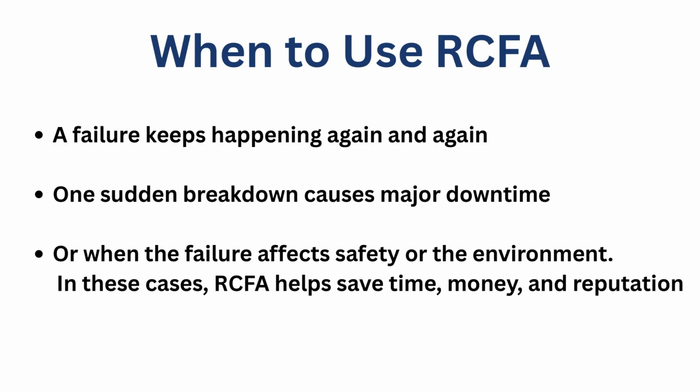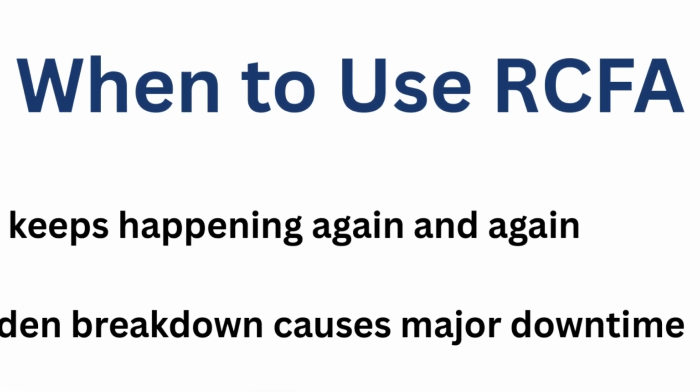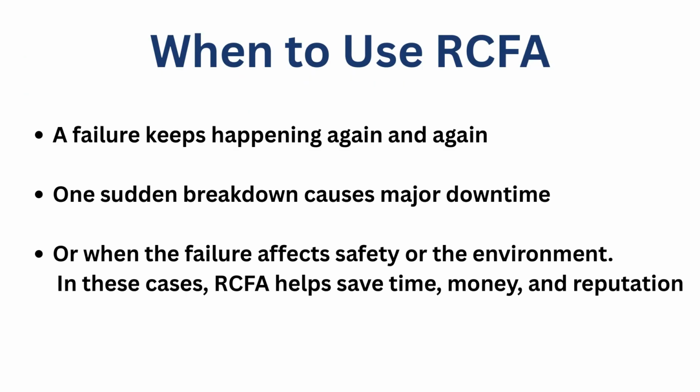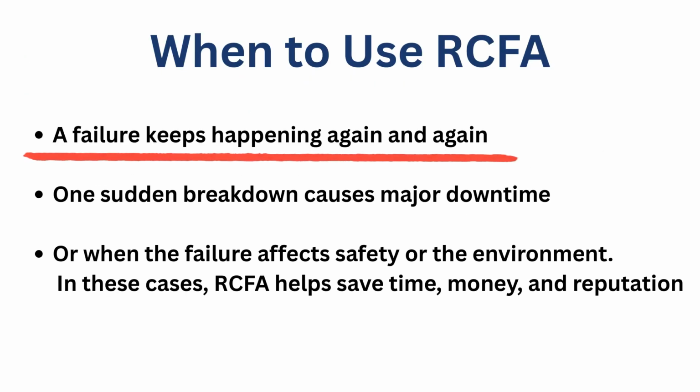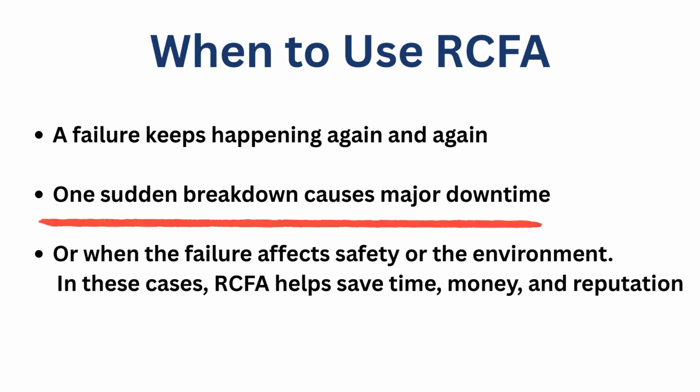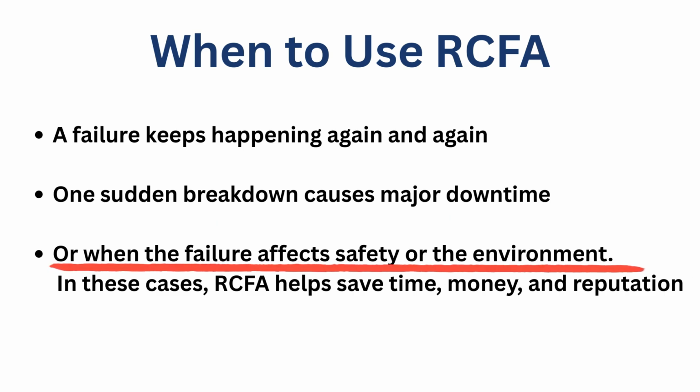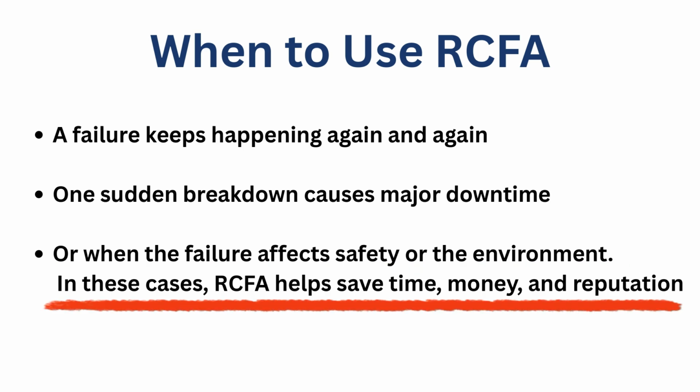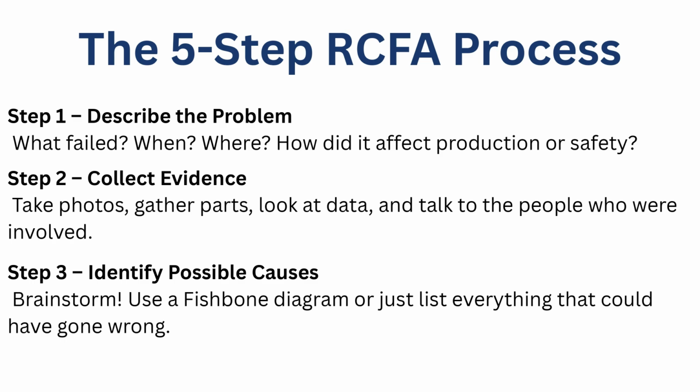Now we will move towards the second W, when to use RCFA. We will use RCFA when, for example, the failure is happening again and again, or some sudden breakdown happens which turns into a major breakdown, or some kind of breakdown takes place in the plant and it turns into a safety disaster or any kind of issues related to the environment. These are the cases where RCFA will help us to save time, save money, improve safety, as well as the company reputation. So now we will be discussing the RCFA process.